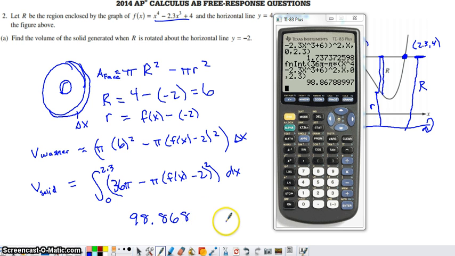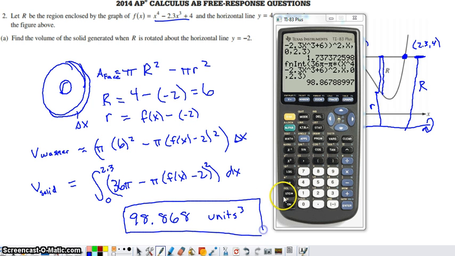So I'm going to carry 3 digits beyond the decimal for my accuracy, and units aren't really asked for here. Nothing was really specified, but this is a volume calculation, so generically we can toss cubic units on to the end of that. That would be the volume of the solid.